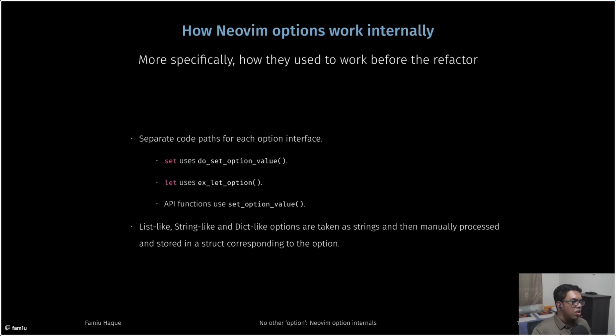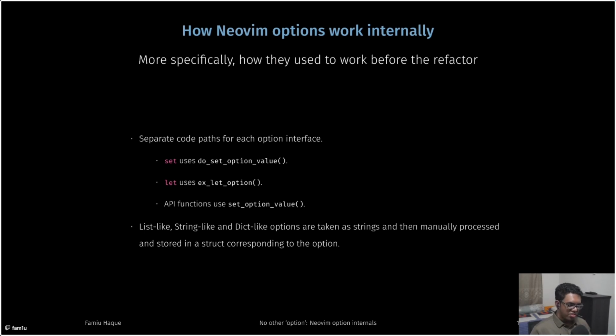Anyway, more stuff on options. We have separate code paths for each option interface because why shouldn't we? We need more code, right? More code is better code, right? Anyway, so set uses do set option value. This is what set uses. This is a function that sets an option value. Let uses xlet option that also sets an option value. API functions use set option value.